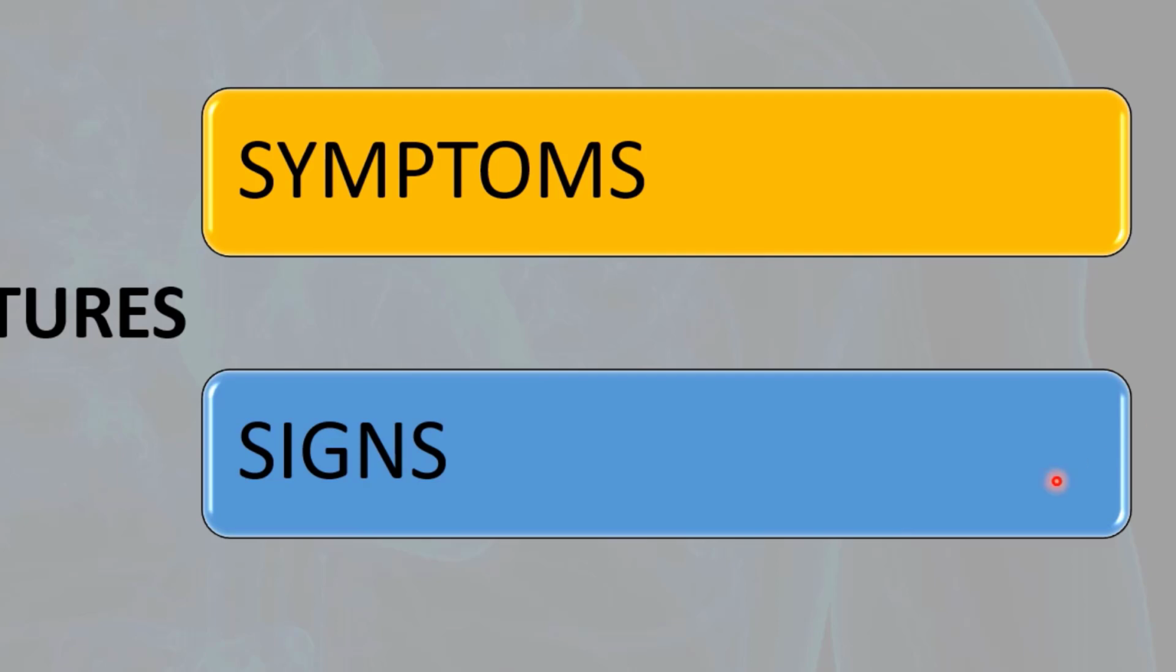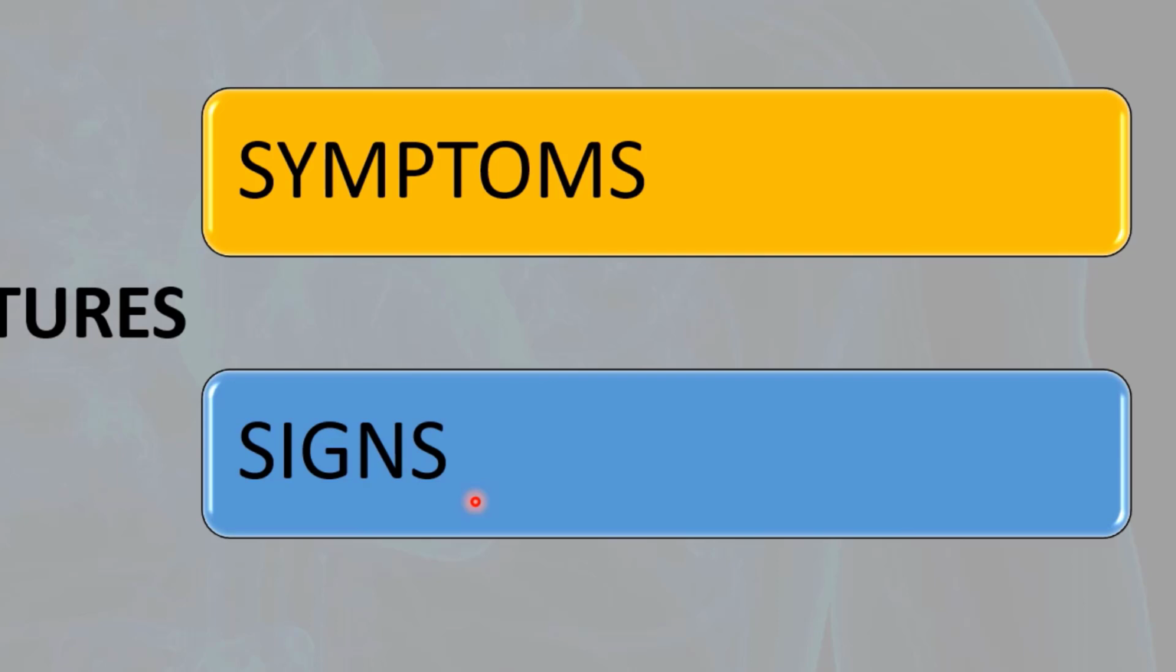Coming to signs, there are many eponymous signs associated with aortic regurgitation, but here we will focus on important examination findings. Starting with pulse, it is described as collapsing, water hammer, or Corrigan's pulse. Arterial pulse shows a rapid rise and a quick collapse, resulting in widened pulse pressure. Apical impulse is displaced laterally in chronic aortic regurgitation due to left ventricular enlargement. On cardiac auscultation, the first heart sound is soft.